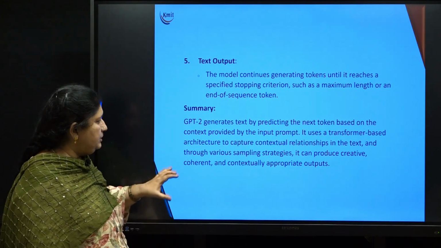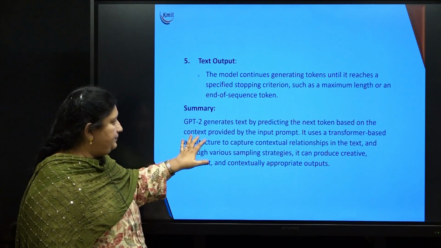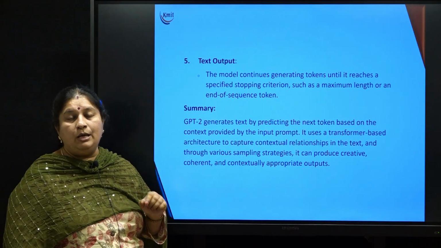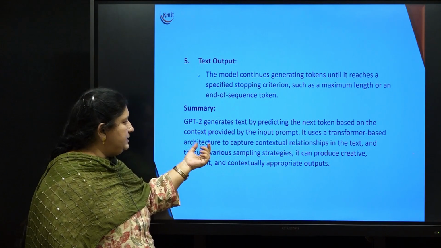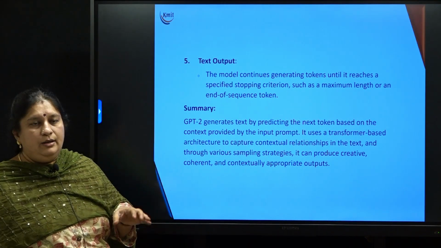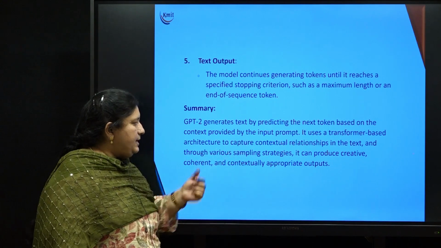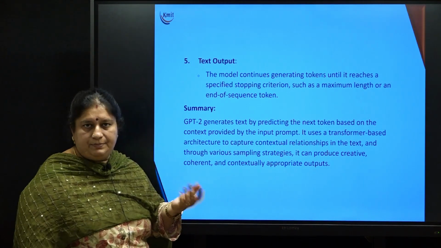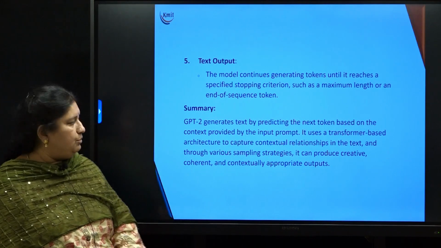So what is GPT-2 generating? It is generating the text by predicting what could be the next token based on the context provided by the input prompt. We need to keep in mind that the input prompt plays a very important role in giving the context information to the model. It uses a transformer based architecture to identify the relationship between the various tokens that are already generated, and which one is to be considered with high importance, high probability, etc. For that, it uses various sampling strategies and produces creative text with sampling techniques, and coherent text which matches the context, with contextually appropriate tokens.